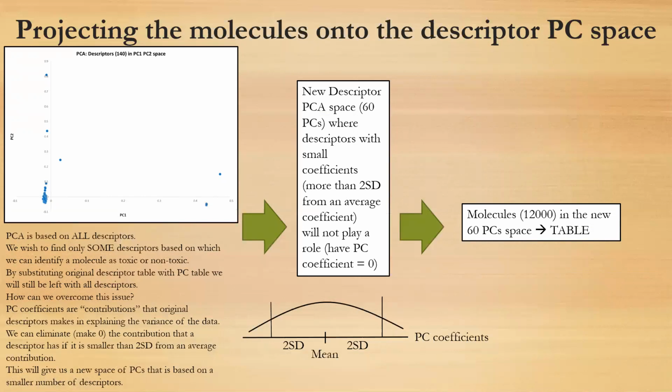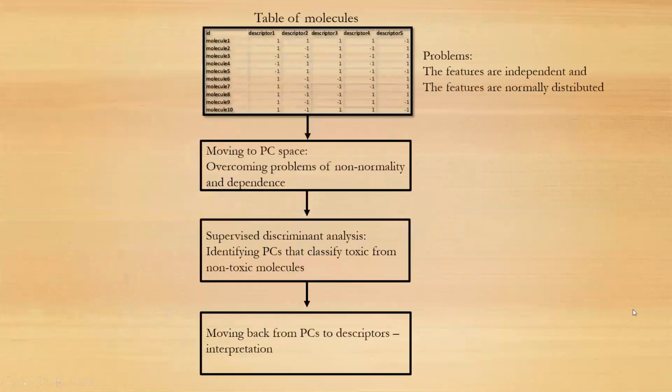Then we will move back to the molecule table and to the descriptor table, and we will try to understand which descriptors are actually separating the toxic and non-toxic molecules. Okay, so this is a little outline of what we're going to do. To help you a little bit, I hope it does help.